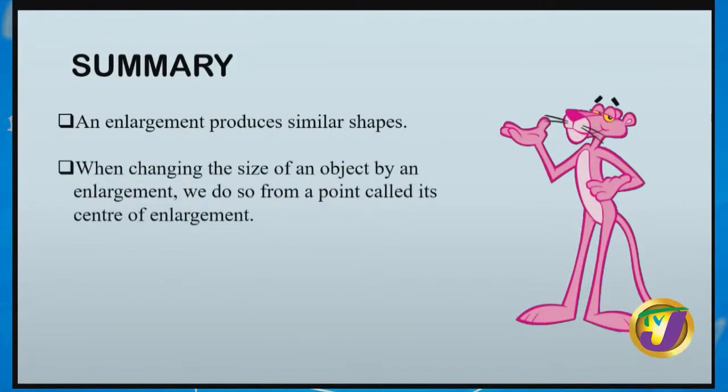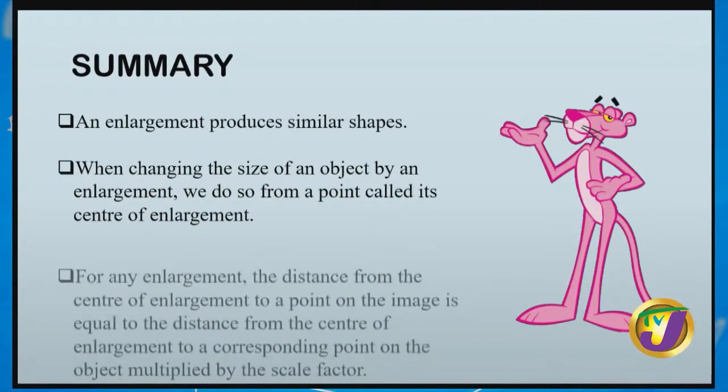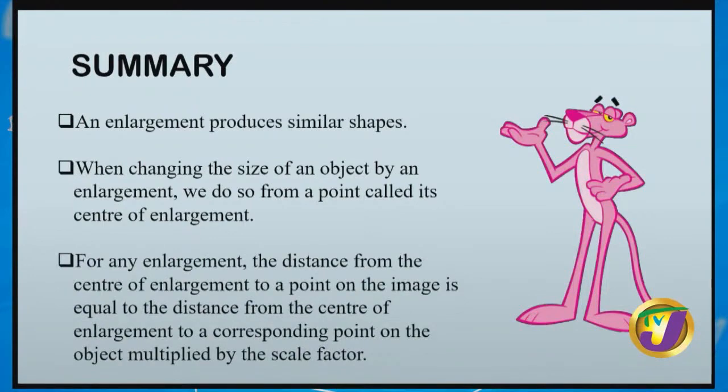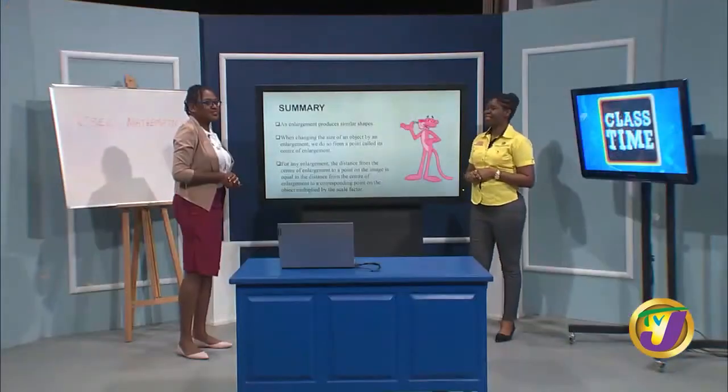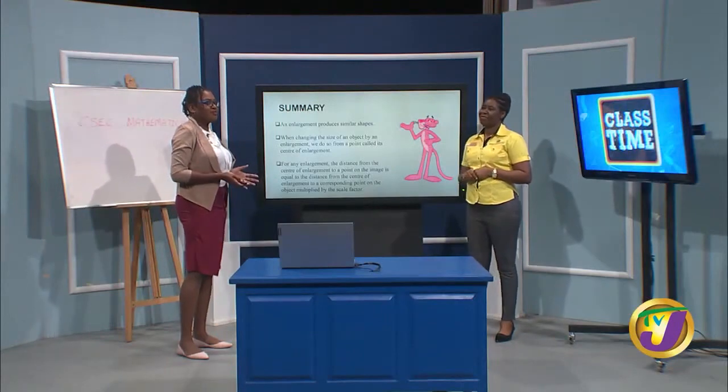When changing the size of an object by an enlargement, we do so from a point called the center of enlargement. For any enlargement, the distance from the center of enlargement to a point on the image is equal to the distance from the center of enlargement to a corresponding point on the object multiplied by the scale factor. And we'll stop here. That's all we have time for today.